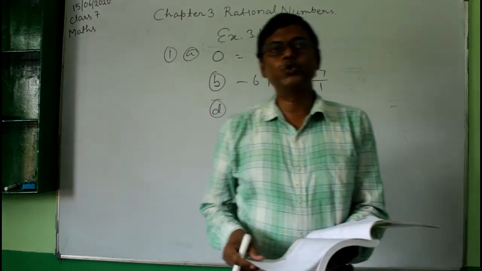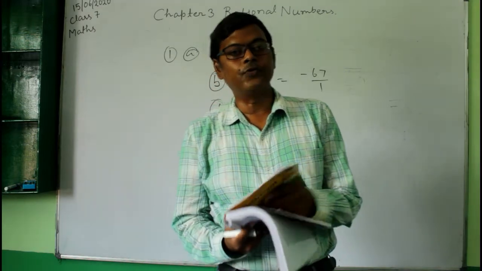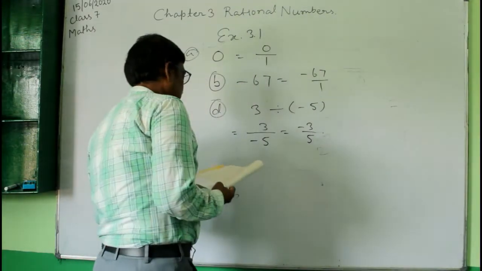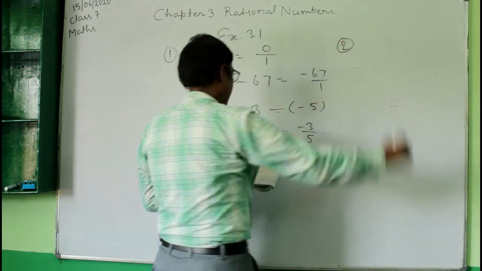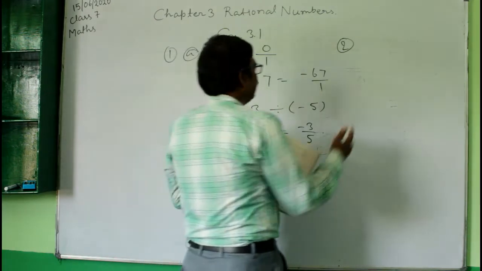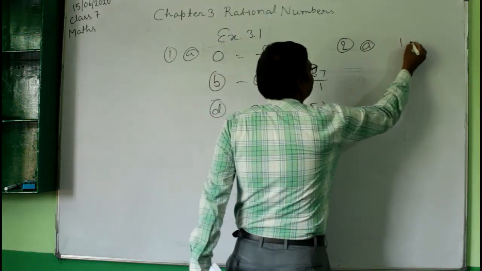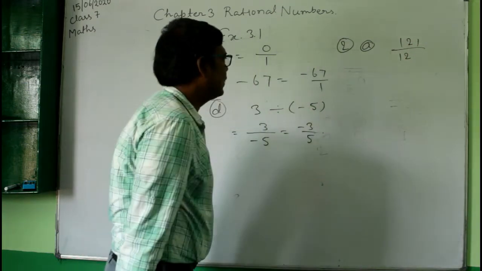Now question number 2. Write the following rational numbers in the standard form. Question number 2, part A: it is 121 by 110.